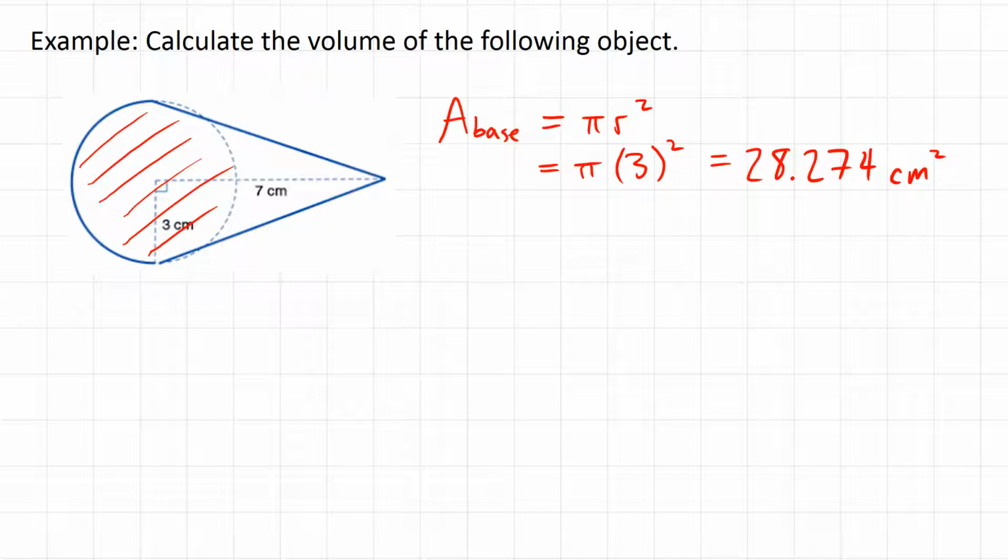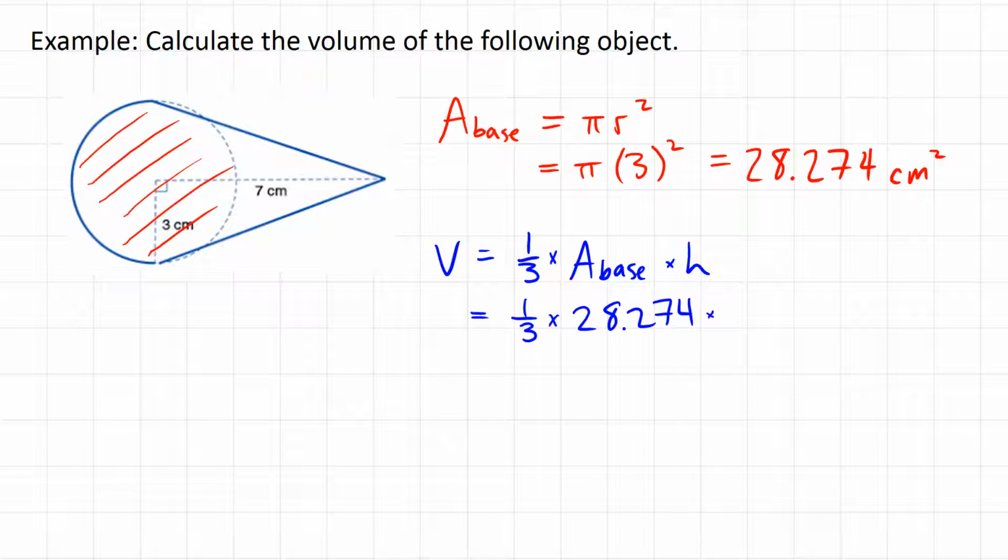And now I can calculate the volume. So the volume is going to be equal to 1/3 times the area of the base times the height. Or 1/3 times 28.274 times the height is 7. Make sure that you're comfortable multiplying that fraction of 1/3 times those other numbers. This is a good spot to check. Try plugging that into your calculator, pause the video, and then check to see that you get what I get.